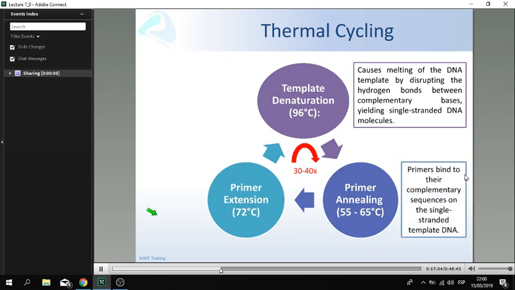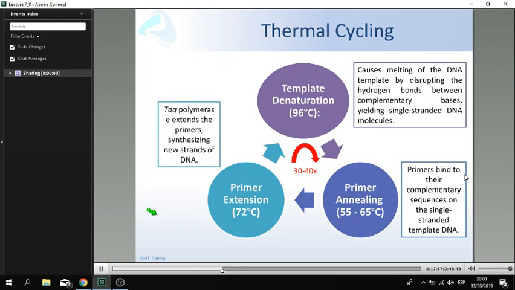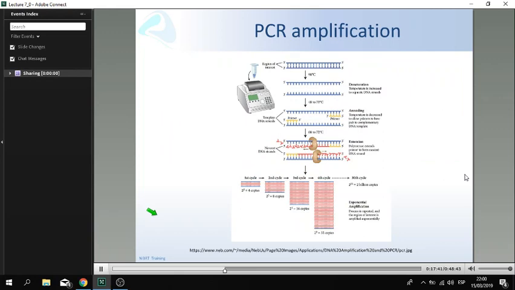After that, the reaction is cooled down to around 55 to 65 degrees to allow primers to bind to their complementary sequences of single-stranded template DNA, so we know what to copy. And then it's heated to around 72 degrees, the temperature at which Taq polymerase starts working, so it starts extending primers and synthesizing new strands of DNA. This cycling is usually repeated 30 to 40 times, and each cycle lasts maybe a few seconds or a minute, but you're repeating it over and over again because you want to get more and more copies.